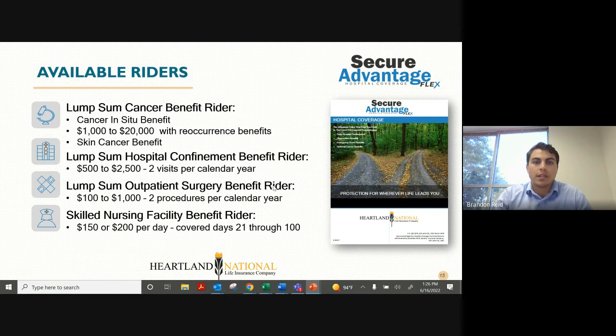We have a lump sum outpatient surgery benefit allowing, instead of you being responsible for that $340 copay, you can have that covered, getting you closer to those Medicare supplement benefits that you couldn't afford. Skilled nursing is so affordable. I'll tell you right now, this $150 skilled nursing benefit runs about $13 a month to cover them days 21 through 100. It's about $16 for a 65-year-old to add the $200 benefit option, taking care of that $188 copay that they're currently subject to.